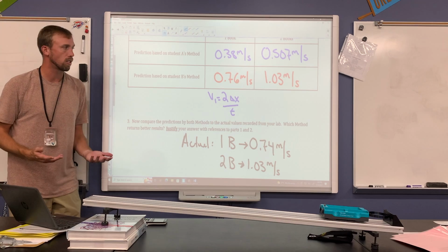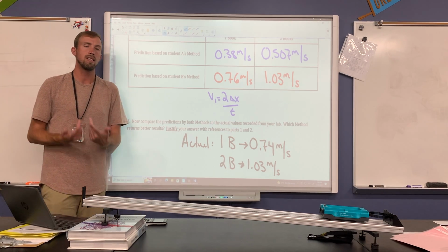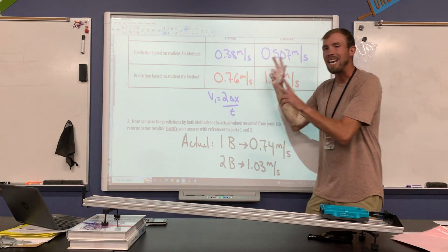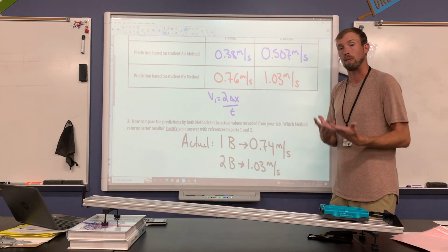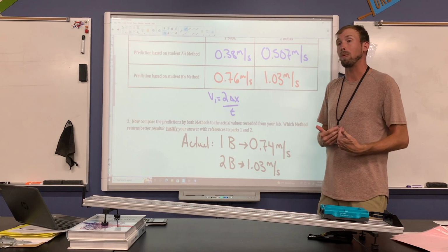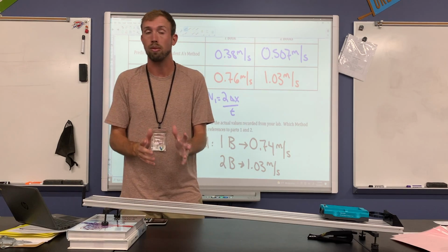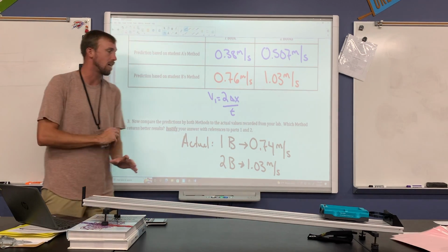So what is that telling us? Well, the data is telling us now that student B's prediction is accurate. What student A is saying is that our velocity is just distance over time. That approach does work when we have a constant speed. If we have no acceleration, that approach works, distance divided by time.